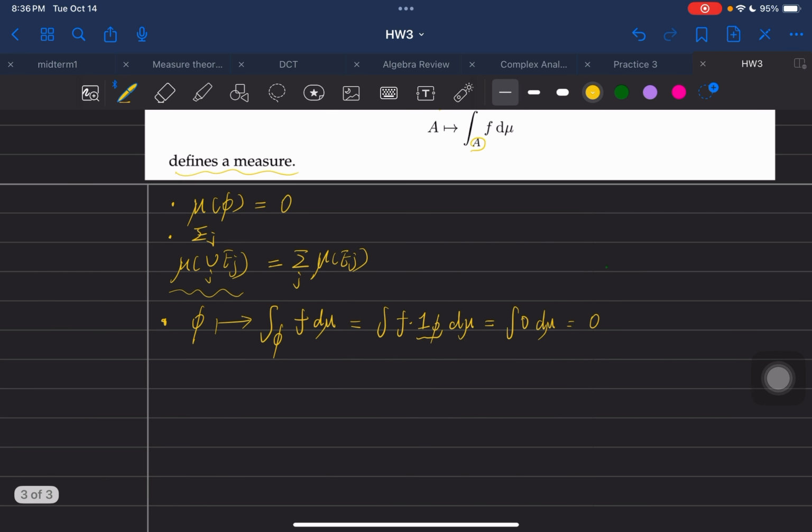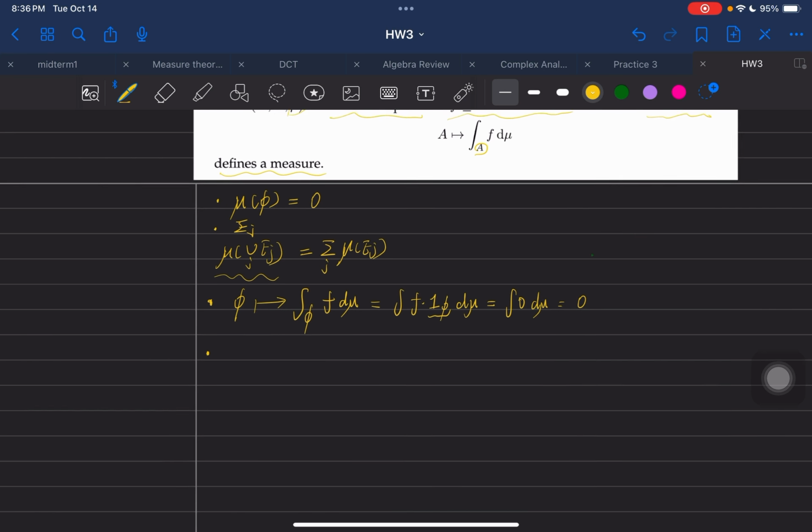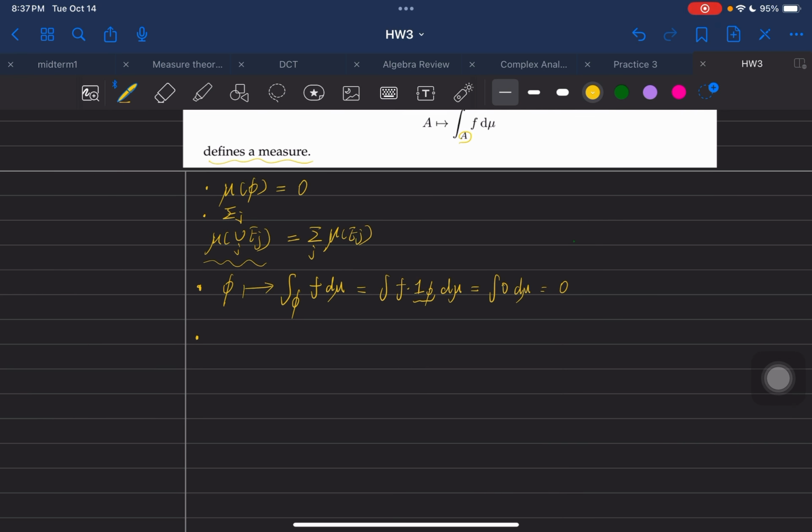Now let's do the disjoint unions. Suppose we have some E_j, which are disjoint, measurable, and countable. Let the union of those E_j be E. Then the measure over the set E is just the integral of f times the indicator of the whole set E with respect to d mu.